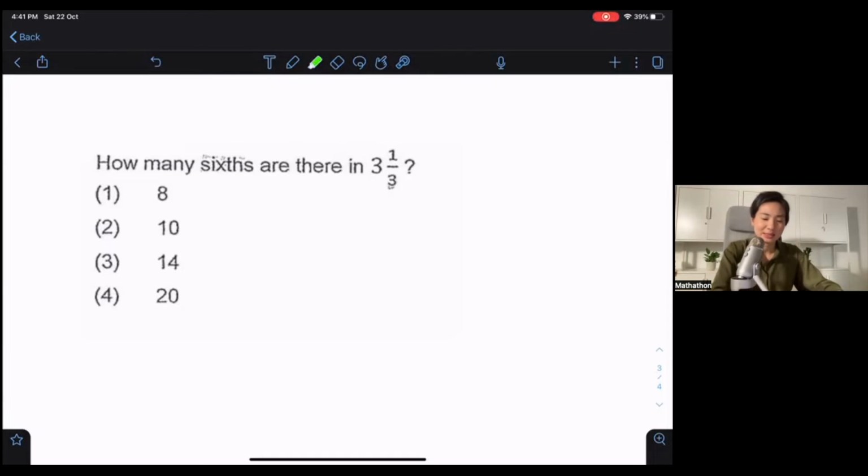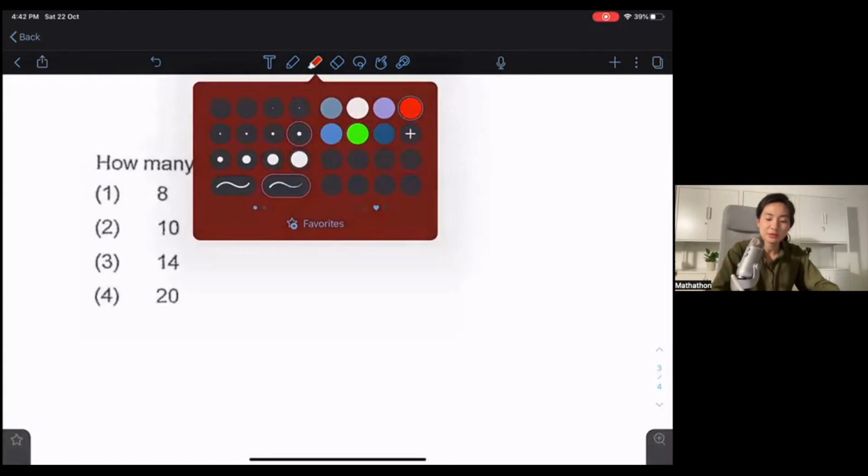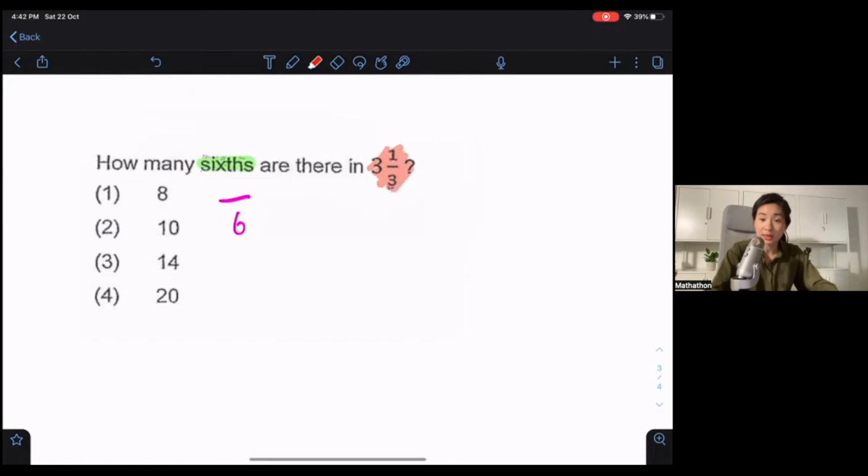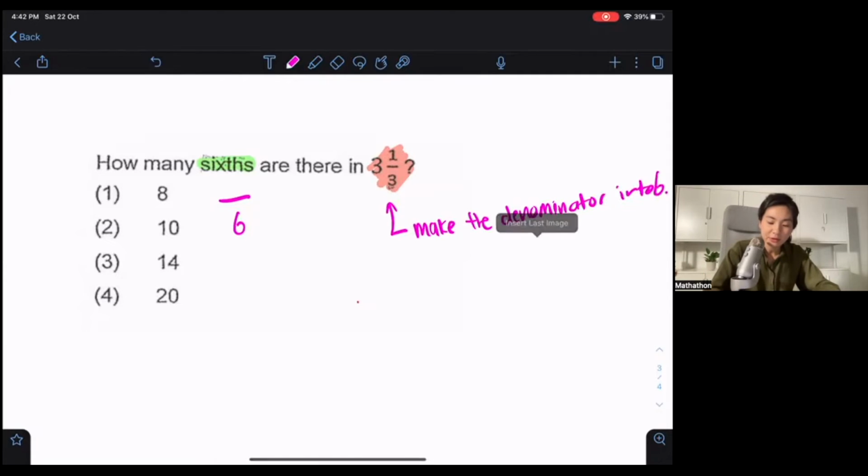What is 6ths? It just means a fraction that has a denominator of 6. Now what you need to do is to make whatever fraction they give you into a denominator of 6. Okay, let me maybe just write it down for you. Make the denominator into 6. Alright, so now what do I have? 3 whole, 1 out of 3, correct?